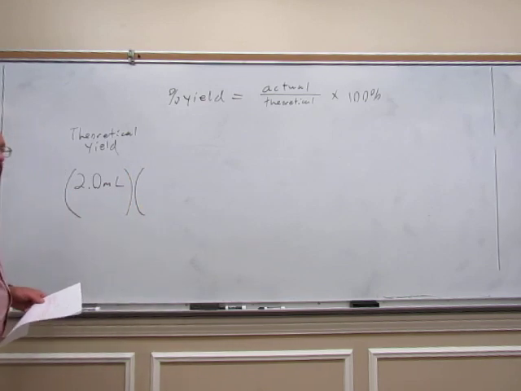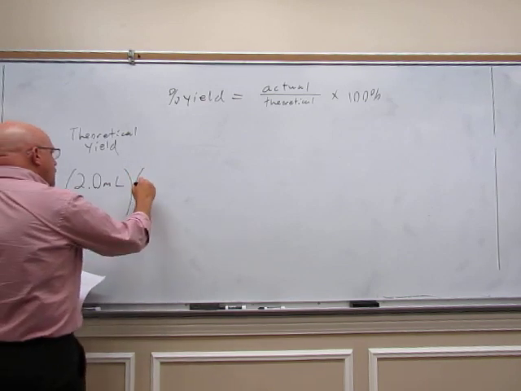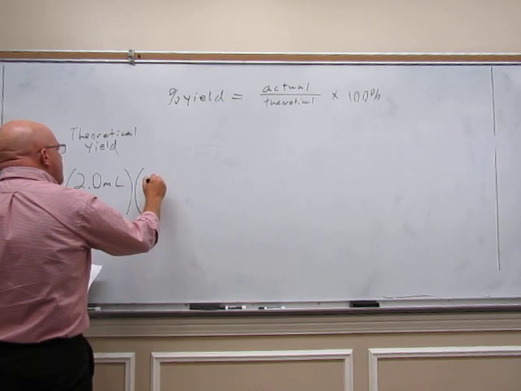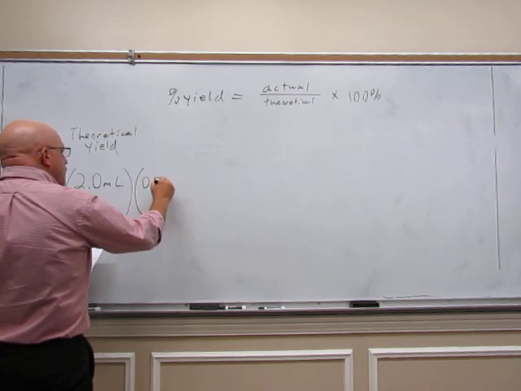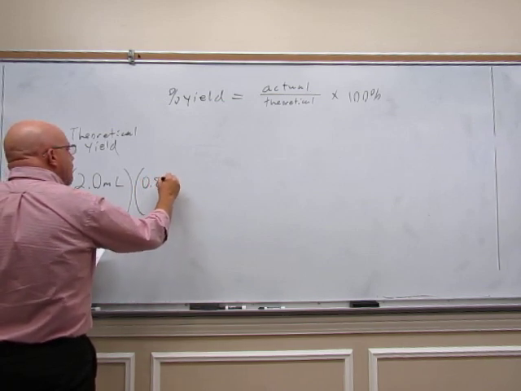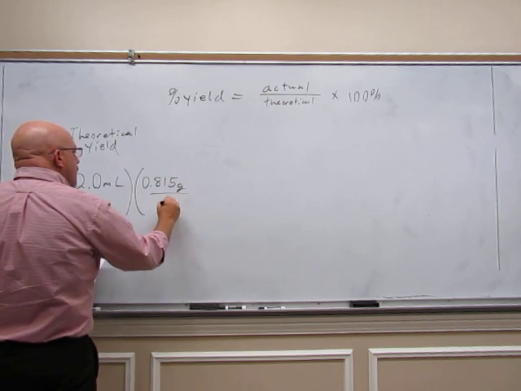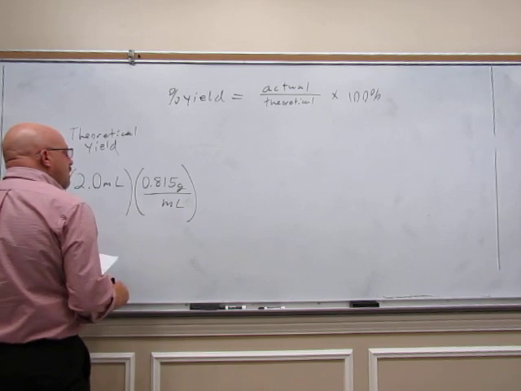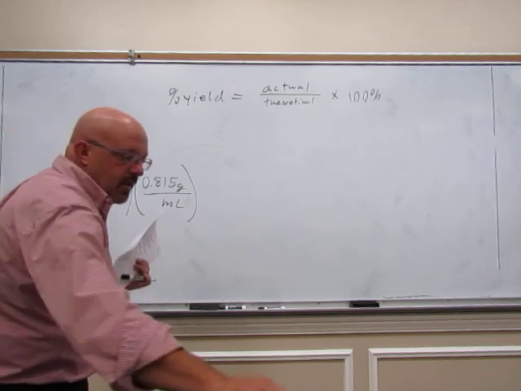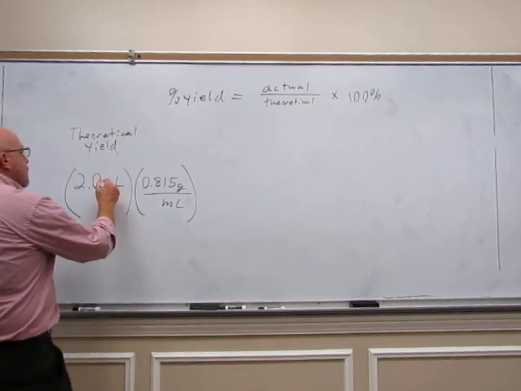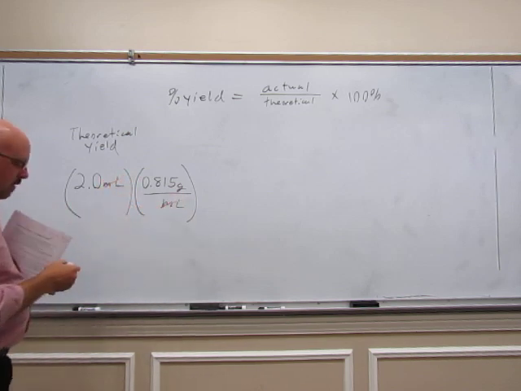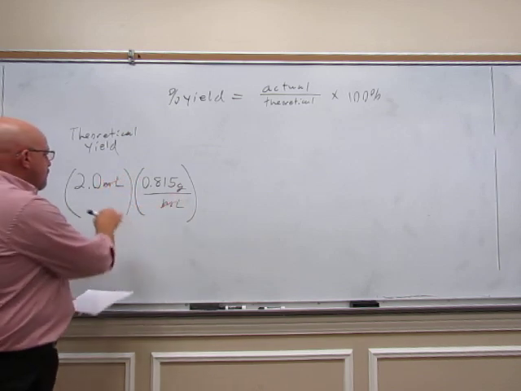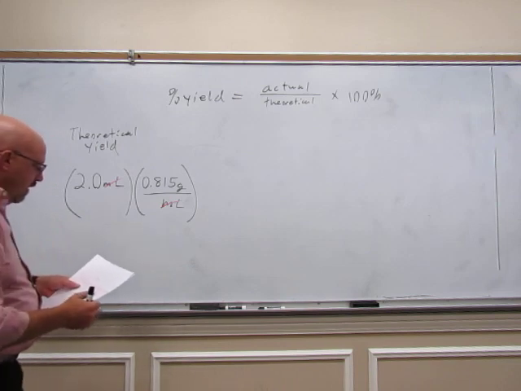We need to get that into grams, so we'll use density. The density of 2-methyl-2-butanol is 0.815 grams per milliliter. That's the density of the alcohol. So you can see our milliliters cancel out. So we're just multiplying by the density.